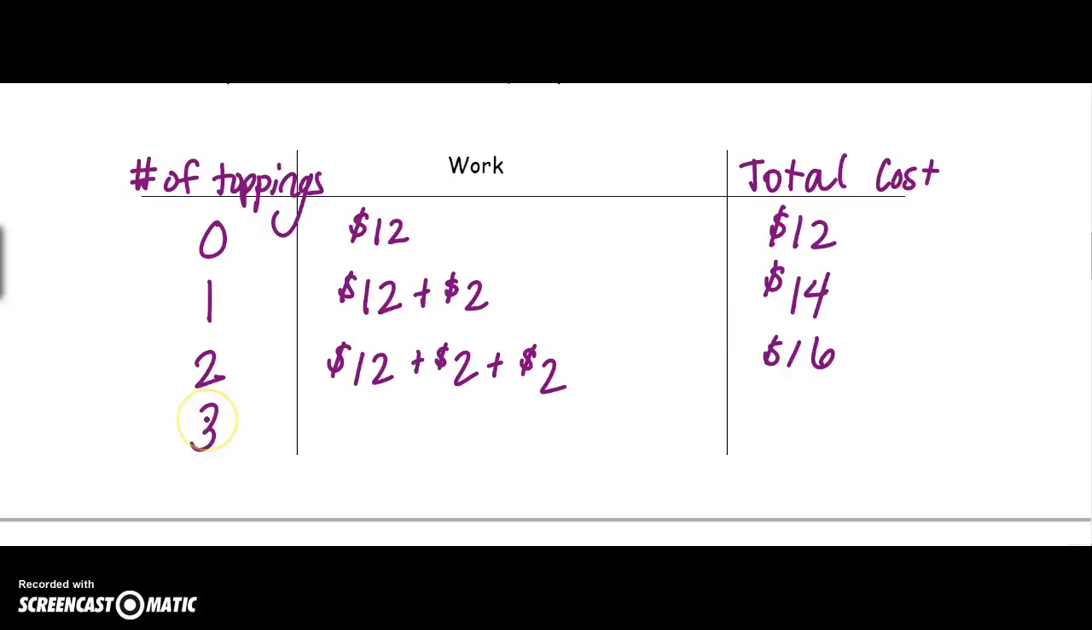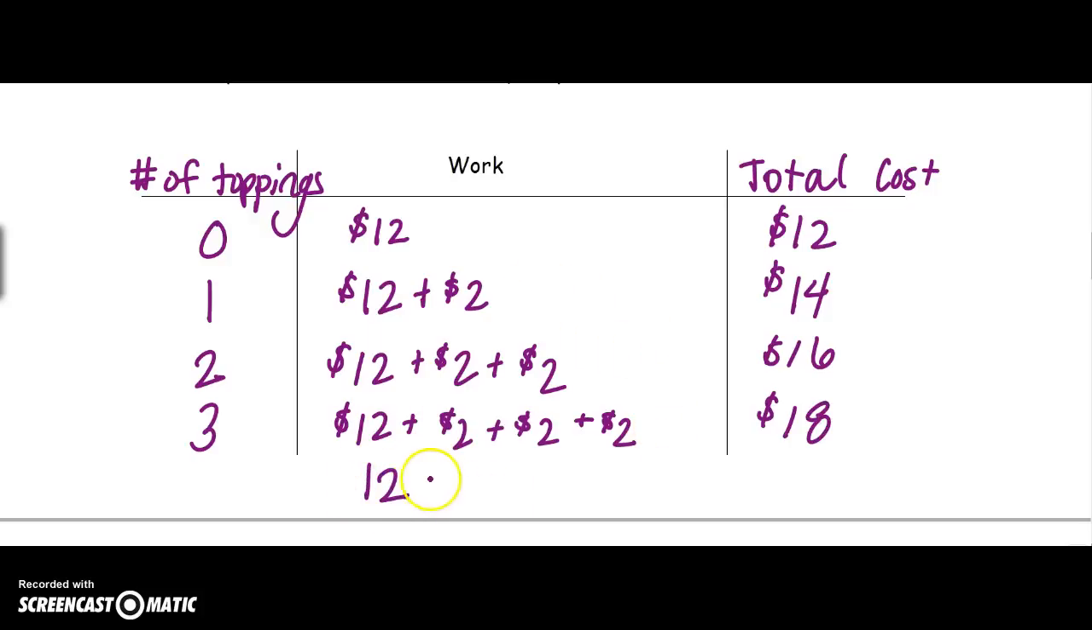And then one of your friends said, I want sausage. So we added sausage. So now we added 3 toppings. So now this pizza is $18. So again, if you notice our pattern here, it's your initial cost plus $2 per topping gives us how much that pizza is going to cost.